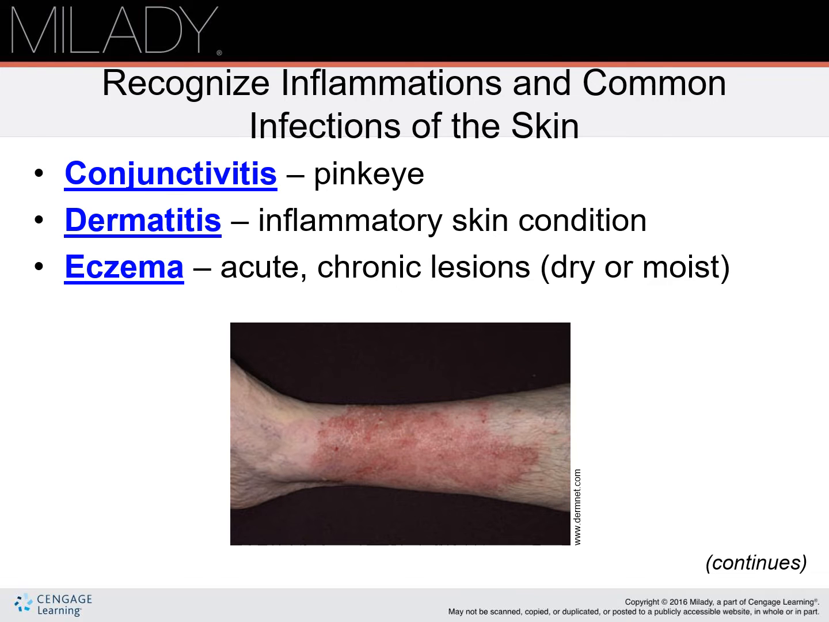Dermatitis. This is a term broadly used to describe any inflammatory condition of the skin. Eczema. This is an inflammatory, very uncomfortable and often chronic disease of the skin. It is characterized by moderate to severe inflammation, scaling, and sometimes severe itching.